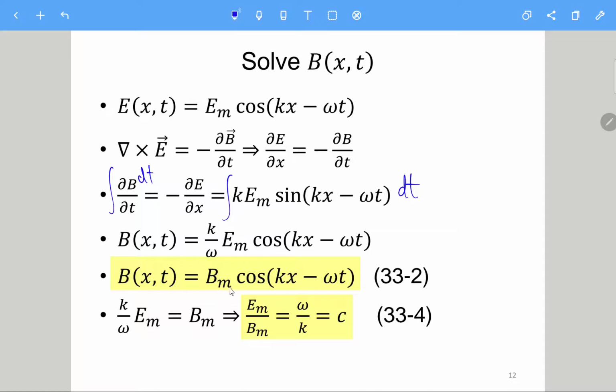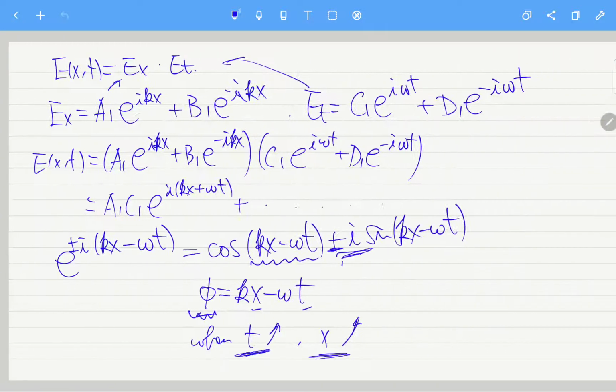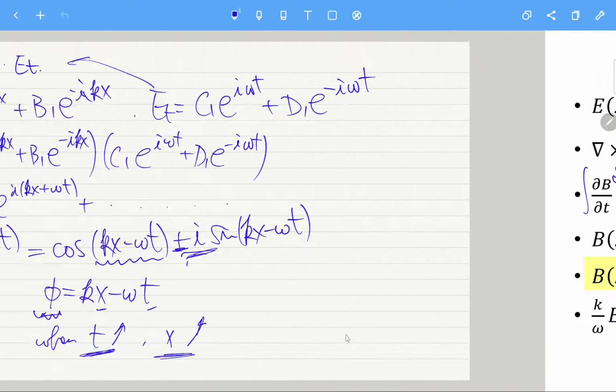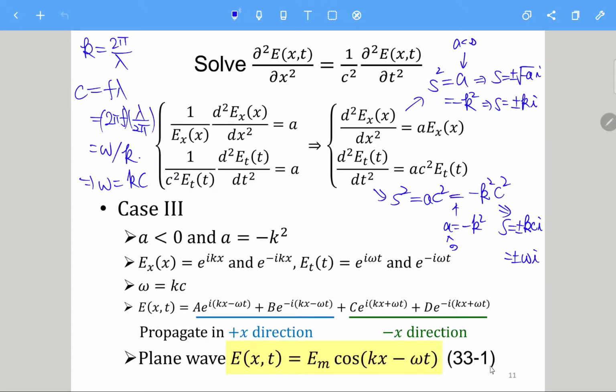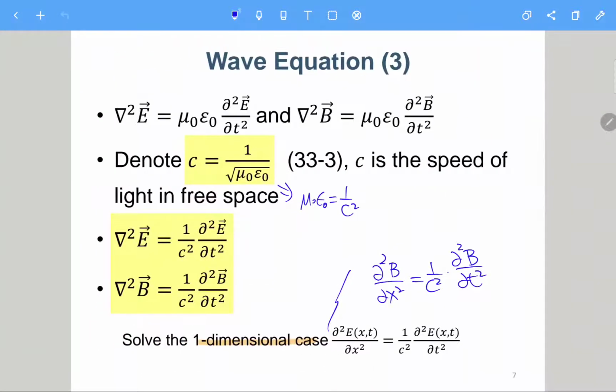And then we can also write the magnitude of the B field as Bm, so that we will have this relationship: Bm equals k over omega times Em, which means that Em over Bm is omega over k. And just now I already derived that omega over k is c, which means that Em over Bm is c, which is equation 33.4. So far we already explained why 33.1, 33.2, 33.4, and also 33.3 is here.